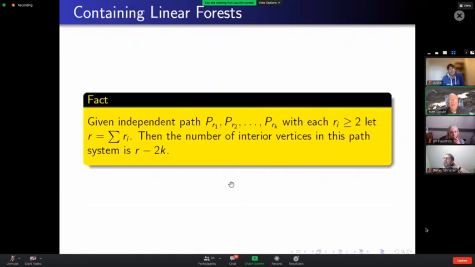Okay. Well, once you start putting edges on cycles, it's really not that hard to start thinking about paths. So given an independent path system, PR1, PR2 up to PRK, where PRI means a path with RI vertices, and in each of those RI is at least 2. We're just going to let R be the sum of those RIs. Then the number of interior vertices in this path system is quite obviously just R minus 2K. Right, I lose the 2 end vertices for each of the paths. So that's the trivial observation.